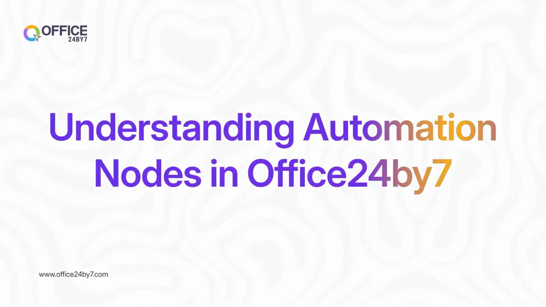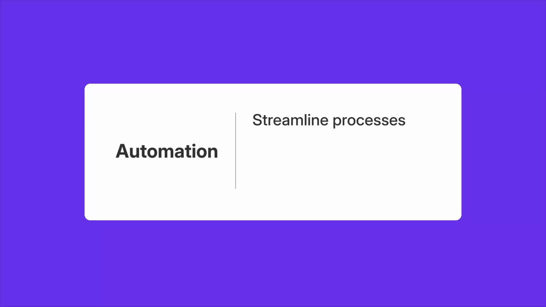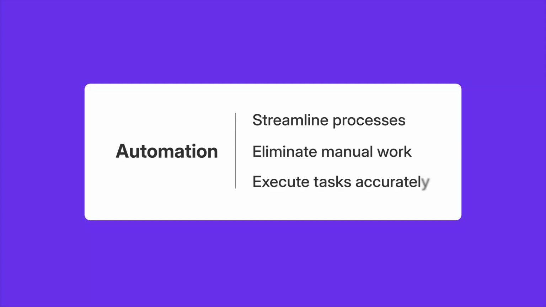Today, we're going to talk about a very important topic at the core of Office 24 by 7's automation feature, the nodes. As we know, we create automations to streamline processes, eliminate manual work, and ensure that tasks are executed accurately and consistently without human intervention. But to build an automation in Office 24 by 7, we must create a flow by connecting several nodes together.